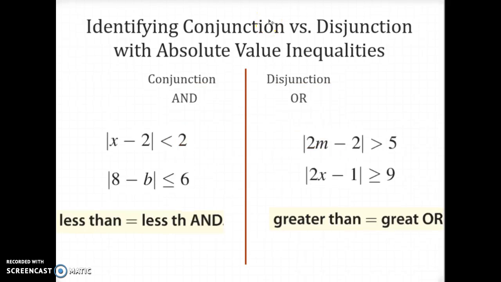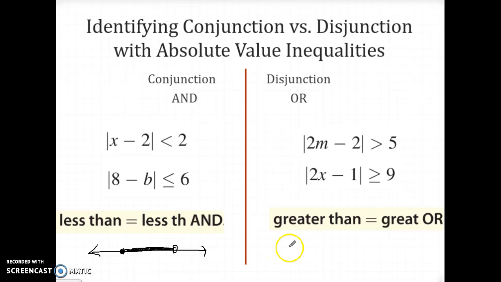And just to see it in action here, a conjunction, so x minus 2, absolute value, is less than 2, and 8 minus b is less than or equal to 6. If you were to solve both of these, a conjunction, if you remember, the graph of these is an overlapping graph. So whatever the solution is, let's say this is our solution here, it's going to be an overlapping graph because it has to fit a solution for both inequalities.